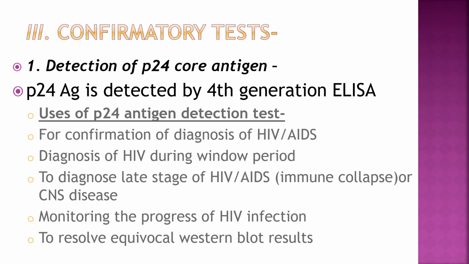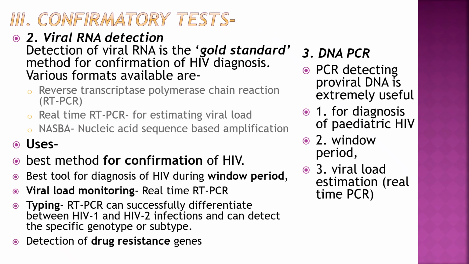Third, confirmatory tests. First is detection of P24 core antigen. It is detected by fourth generation ELISA. Uses are for confirmation of diagnosis of AIDS, diagnosis of HIV during window period, to diagnose late stage of AIDS, immune collapse or the CNS disease, monitoring the progress of HIV infection, to resolve equivocal Western blot results.